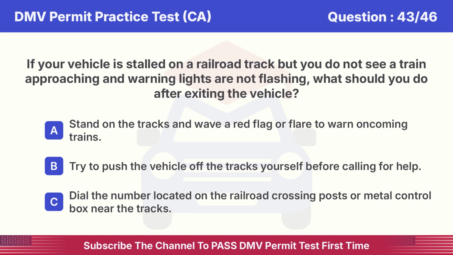Question 43. If your vehicle is stalled on a railroad track but you do not see a train approaching and warning lights are not flashing, what should you do after exiting the vehicle? Option A, stand on the tracks and wave a red flag or flare to warn oncoming trains. B, try to push the vehicle off the tracks yourself before calling for help. C, dial the number located on the railroad crossing posts or metal control box near the tracks.